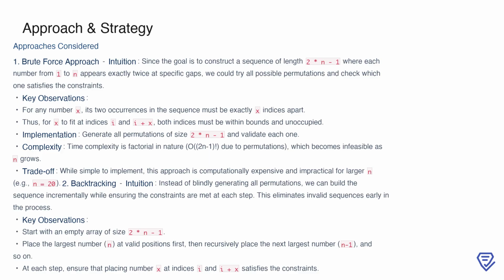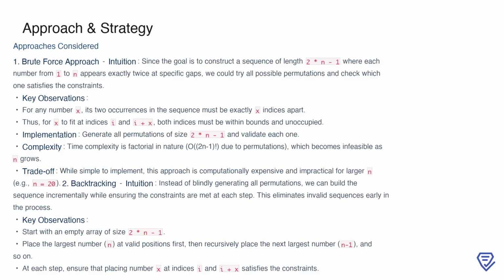To clarify, for any number x, its two occurrences must be placed exactly x indices apart. This means that for x to fit at indices i and i plus x, both indices must be within bounds and unoccupied. While this approach is simple to conceptualize and implement, it is computationally expensive. The time complexity grows factorially as the size of the sequence increases. For example, constructing permutations for larger values of n, such as 20, becomes completely infeasible. This trade-off makes the brute force approach impractical beyond small cases, despite its simplicity.